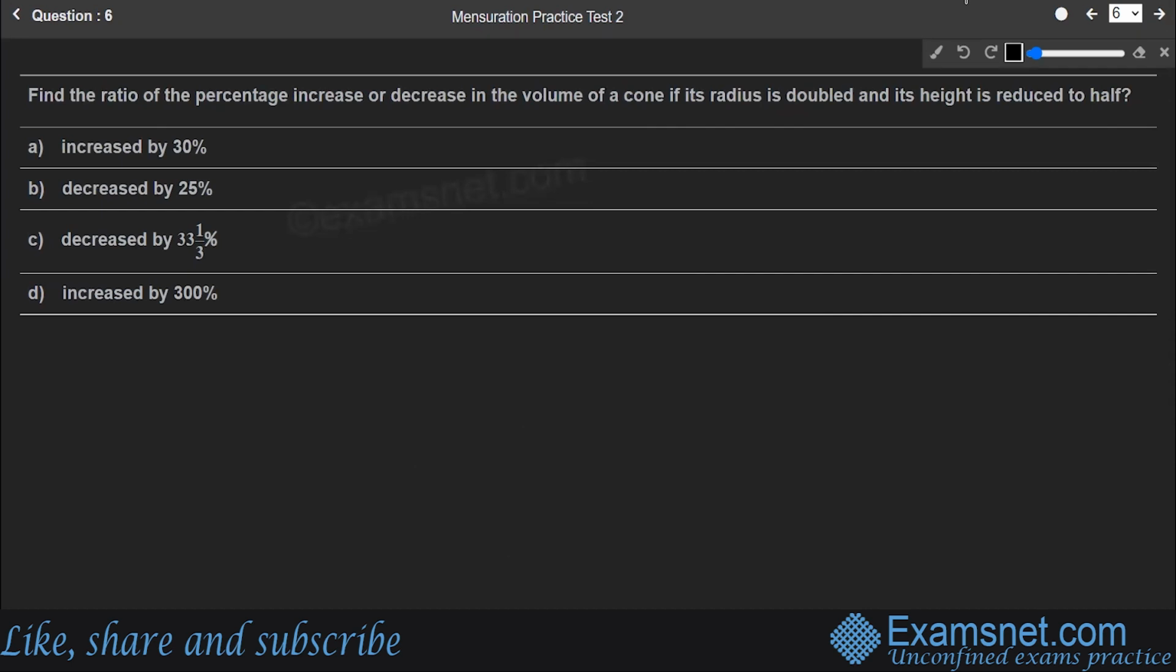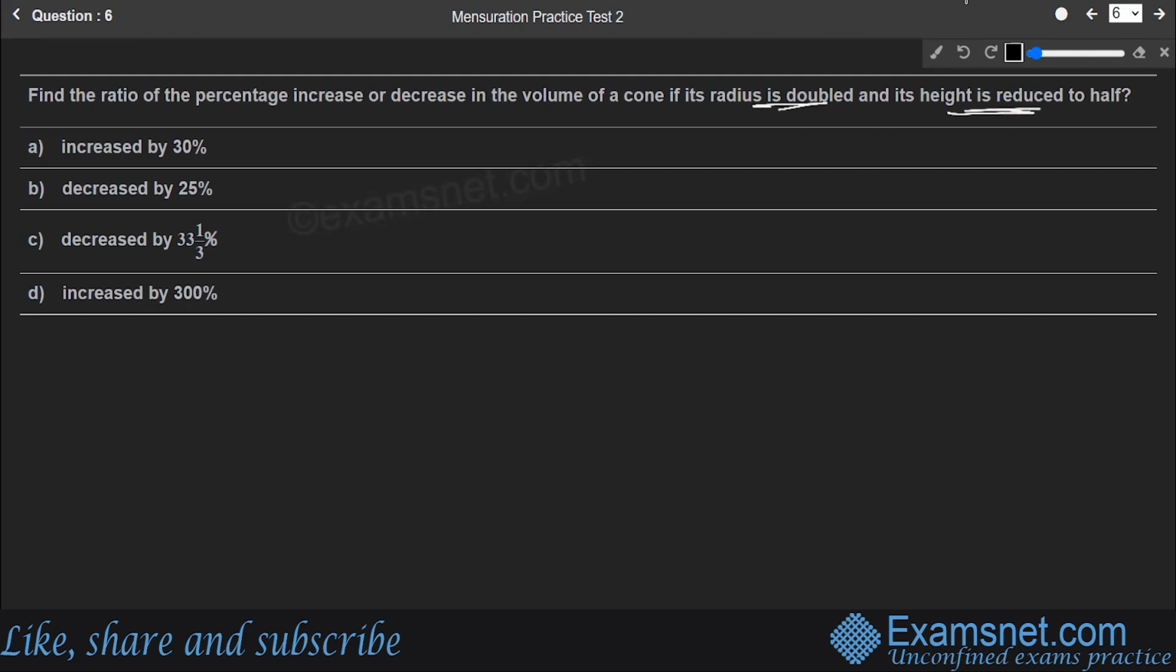Now he says, find the ratio of the percentage increase or decrease in the volume of a cone if its radius is doubled and its height is reduced to half. So this is what he's saying. Radius has been doubled and height is reduced to half. So let us say what is the volume of the cone first. We need to understand the volume of the cone first.